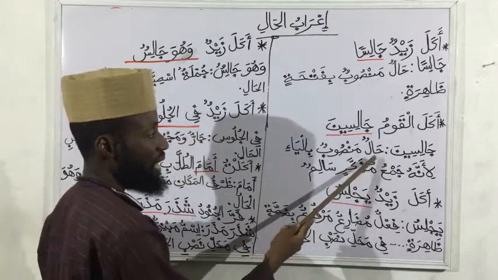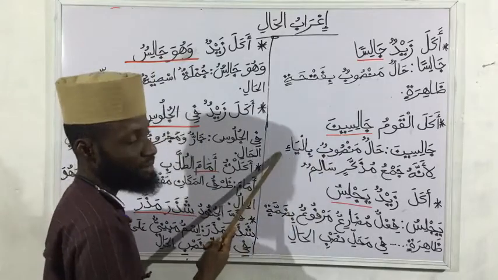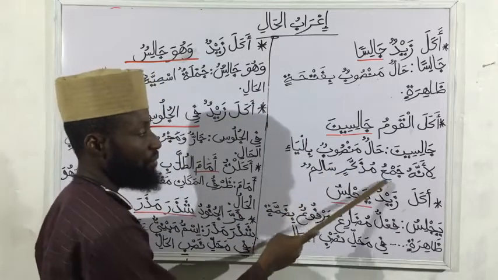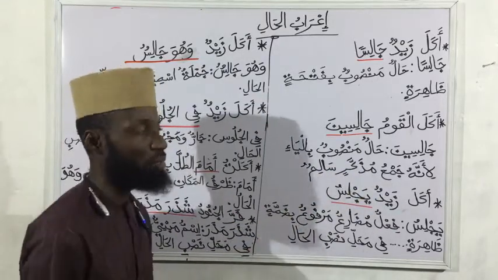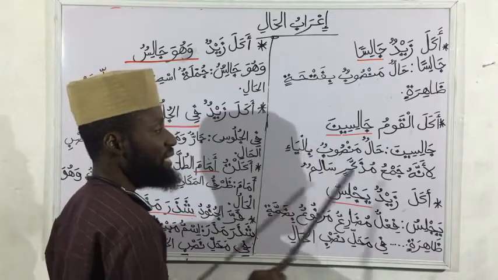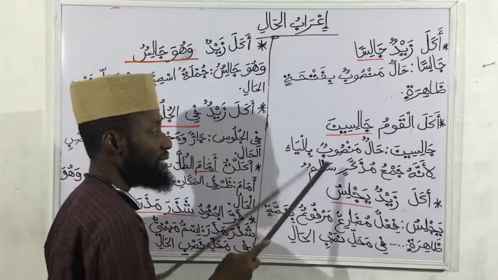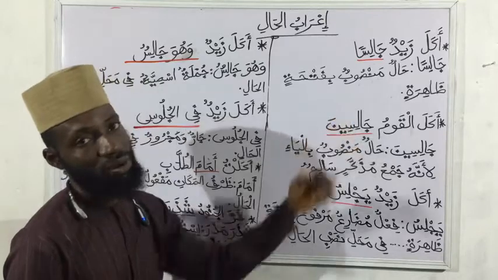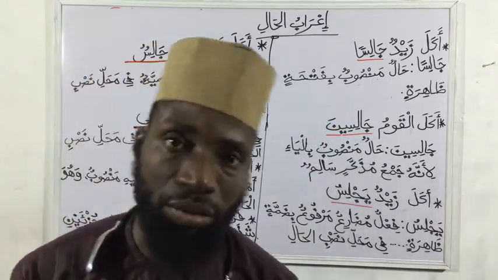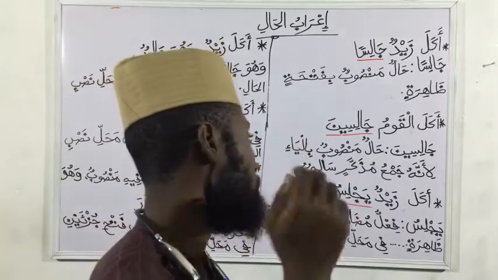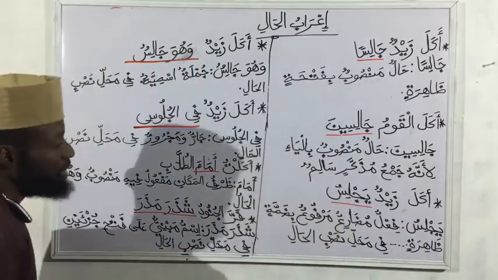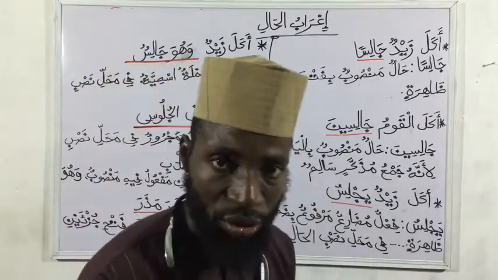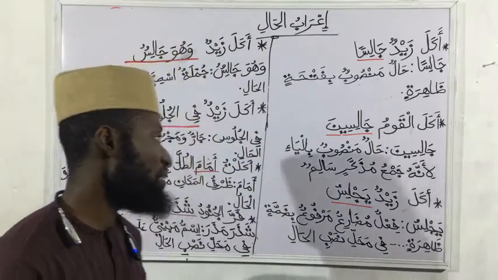So the i'rab will still be: halun mansubun bil ya'i li'annahu jam'un muzakkarin salimun. So because it's a jam' muzakkar salim, that's why we are using ya as our alamah of nasb. Do you get now? This we have done before when we did jam' muzakkar salim. So quickly, the two are hal mufrad because they are a single word. Do we get now? So let's look at this.